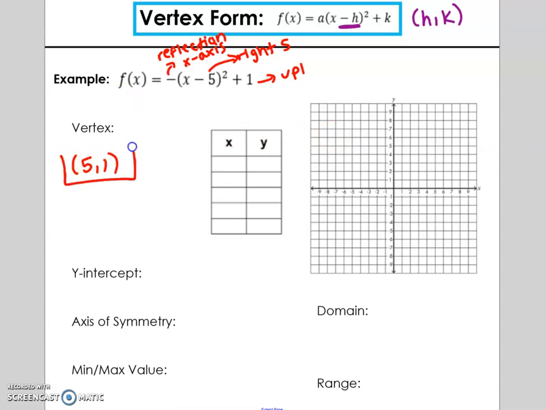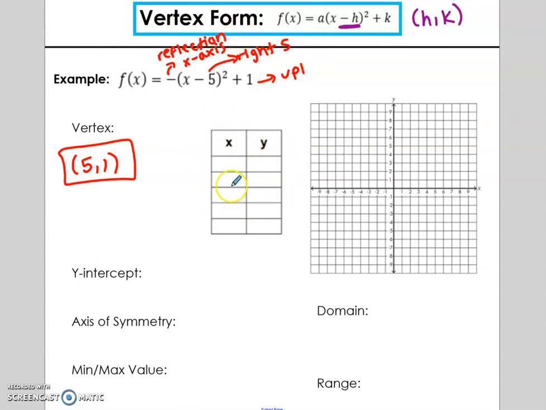So we can think about that in terms of the transformations, or just the fact that it's the opposite value of what's inside. So we see a negative 5, so the x value of the vertex will be positive 5. And then the y value of the vertex is the number that's added or subtracted outside of the parentheses. So that is 1. Okay, so without doing any math, we just looked at the equation and we could figure out what the vertex is.